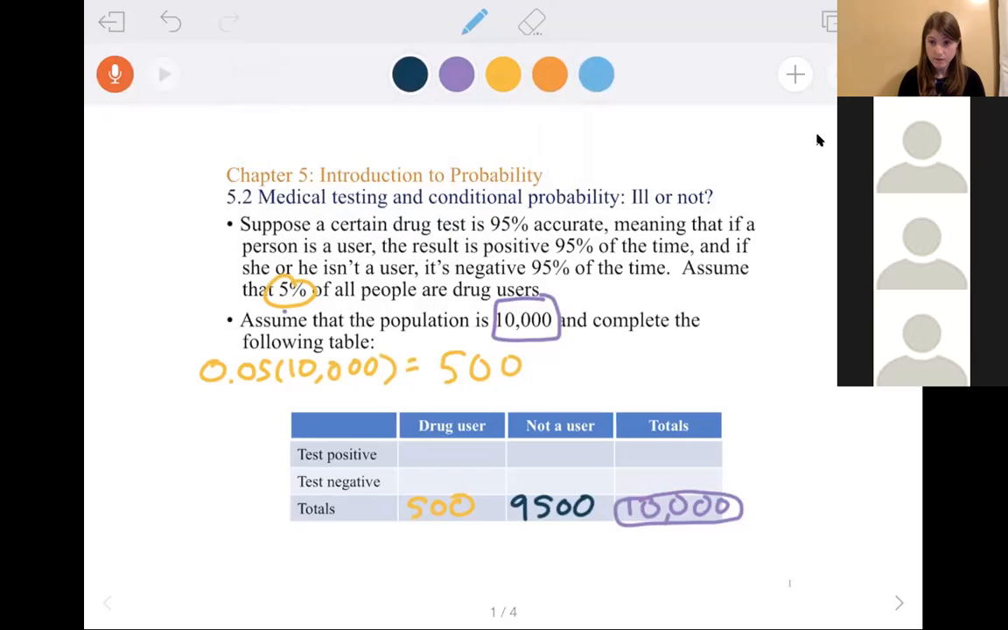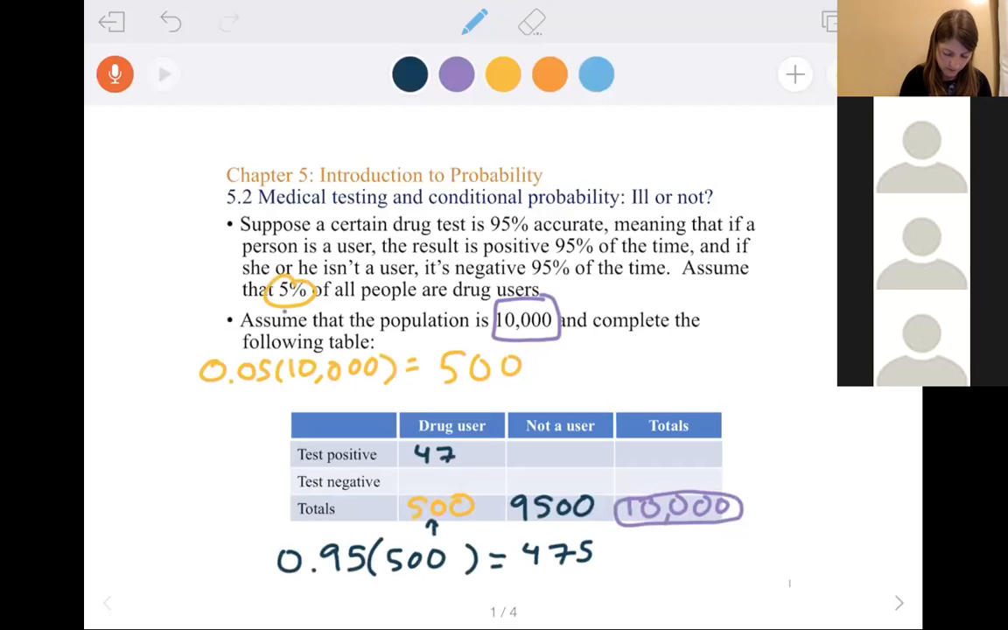So 95% sensitivity and 95% specificity means that we're going to take a look at those 500 people. If those people are drug users and the sensitivity is 95%, that means that 95% of those 500 should get a positive test result. Okay, so let's run that. I want you to check it in Desmos. I'm going to do 0.95 times 500. Make sure I'm putting it in the right place here. So that's 475, and that's how many we expect to test positive.